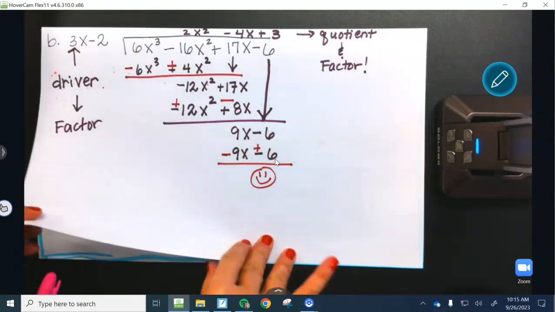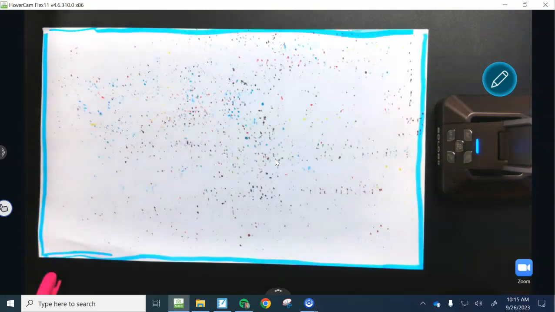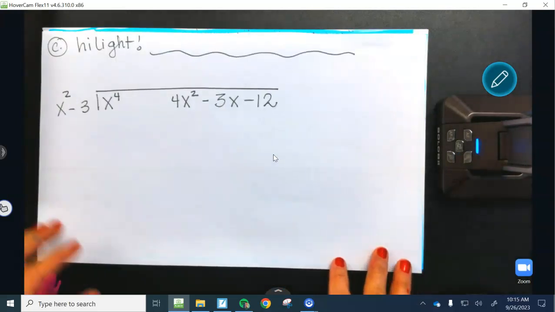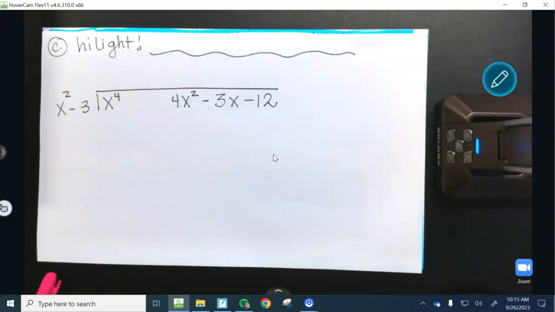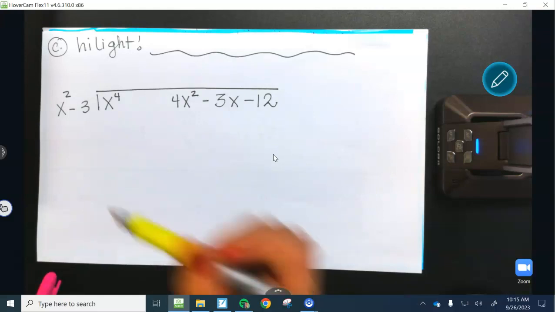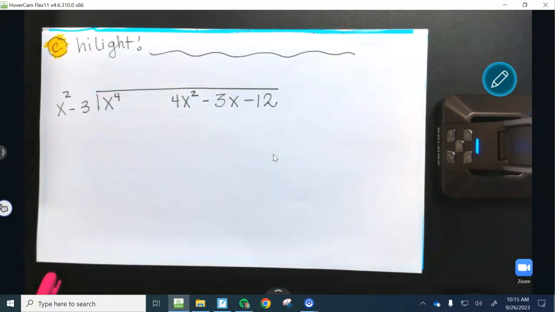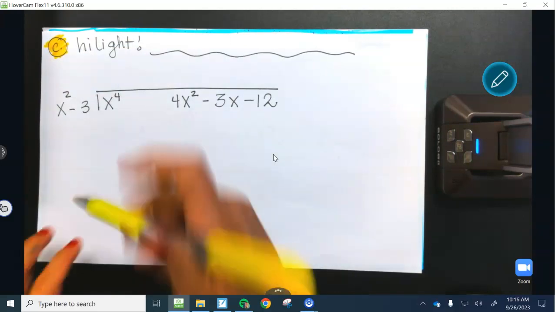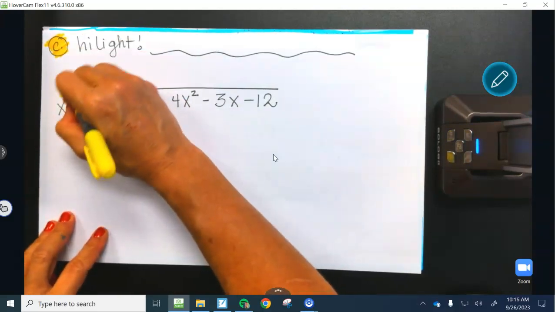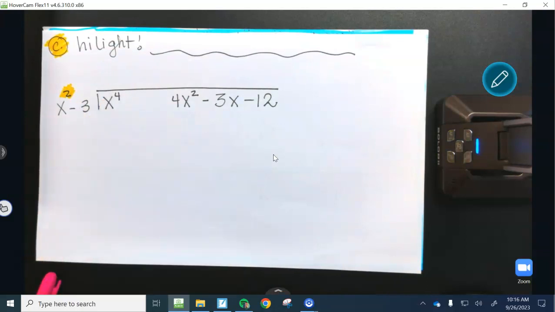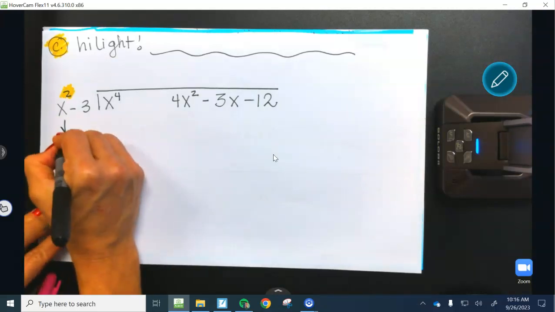Let's look at letter C. Uh-oh. So I started drawing the division box for letter C, and then I got stuck. Y'all, highlight letter C. There are two things we need to talk about on letter C. First of all, on letter C, notice how this is greater than the power of 1. Y'all, when it's greater than the power of 1, it's long division only. I cannot go fake on a higher degree.